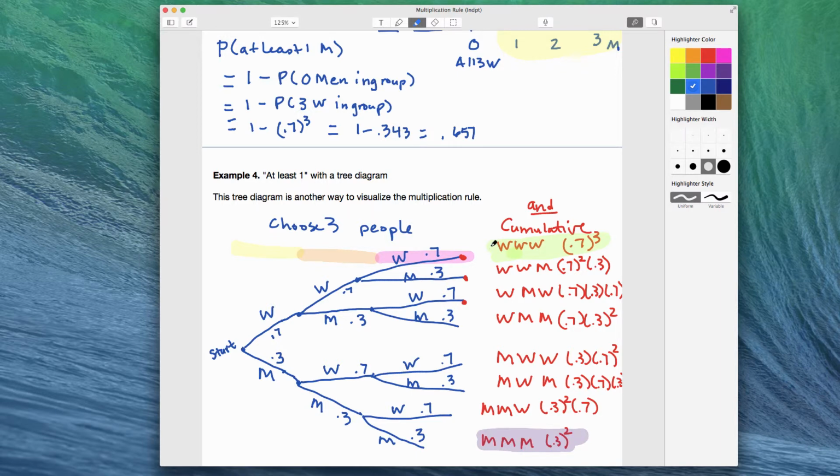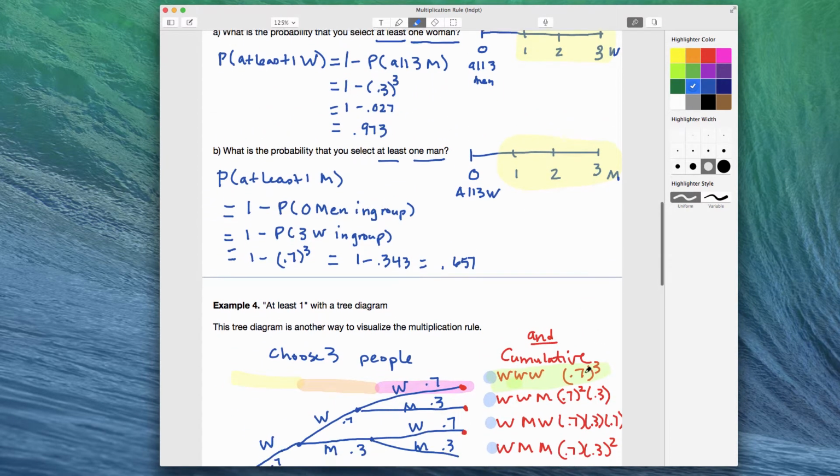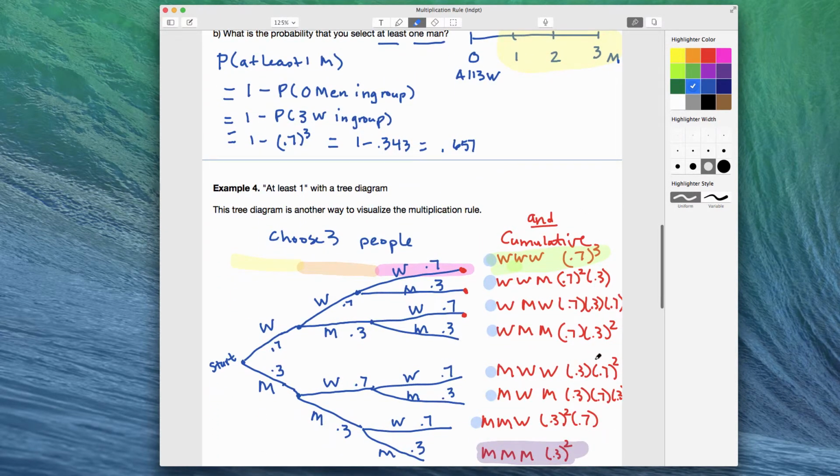If I wanted at least one woman, so at least one woman, well, I would look at all of my options and say woman, woman, woman. Yep, that has at least one woman. Woman, woman, man. At least one woman is in that group. And I look through all of my options and find out, just look and see which ones had at least one woman. You can add up all of the probabilities on this right side, and then that would get you the exact same answer as we got up here, 0.973.